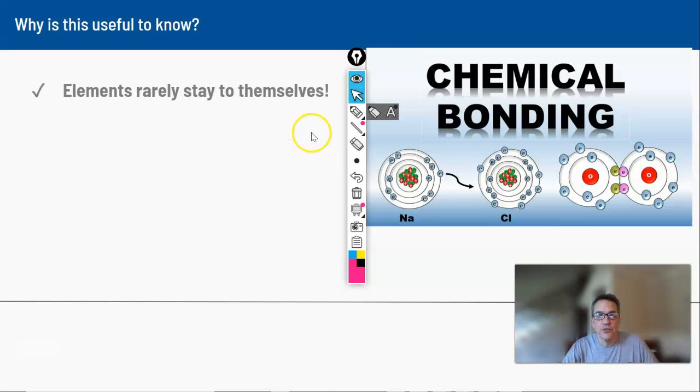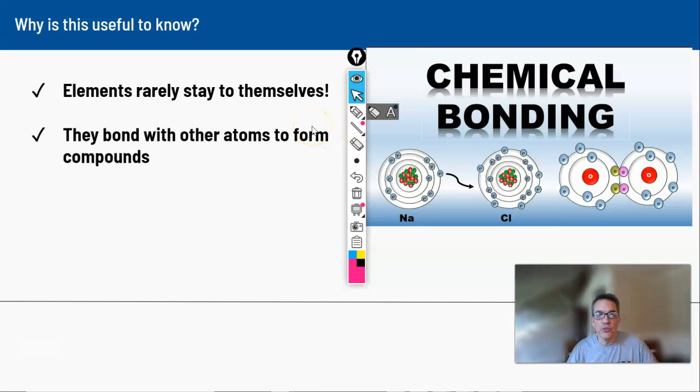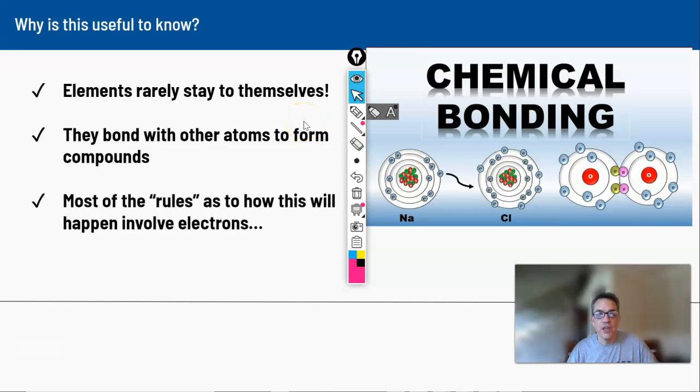So why is this useful to know? Well, again, it relates to what we're going to eventually get into with chemical bonding. Elements rarely stay to themselves. They tend to bond with other atoms, forming compounds. And there are a lot of rules involved with this, like which elements are going to be able to get together, and it often has to do with their electron structure.